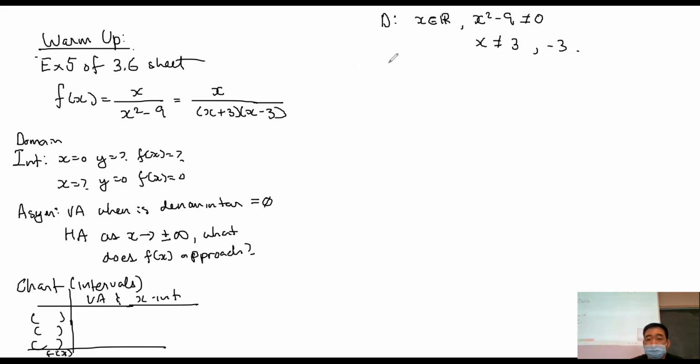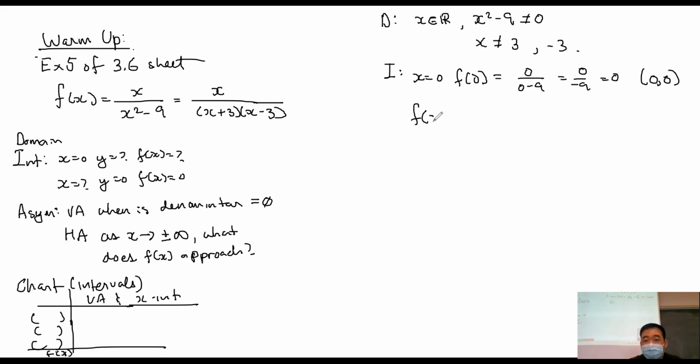Okay. Intercepts. If x equals 0, that means f of 0 is what we're looking for. That is 0 over 0 minus 9, essentially 0 over -9. That's a 0. In other words, my x-intercept is (0, 0), which means, vice versa, the y-intercept is also (0, 0). Just in case, let me test it.